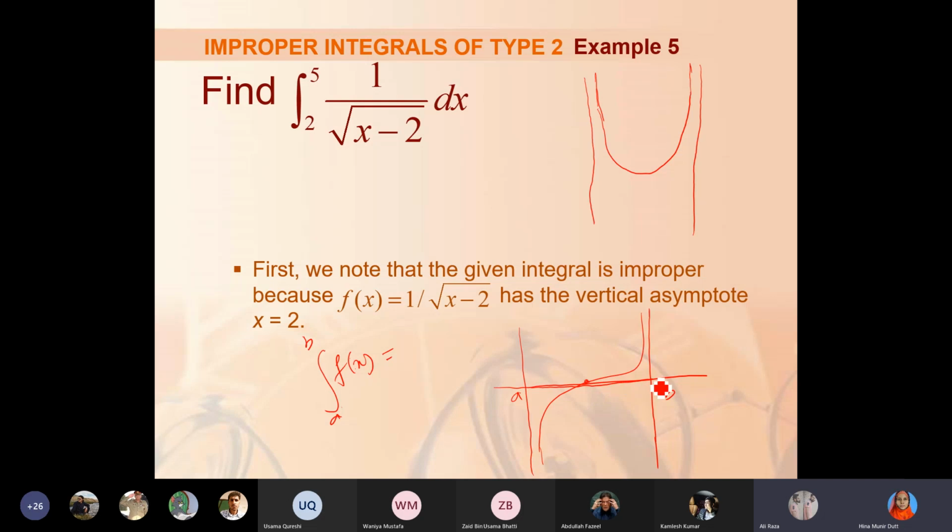Mid point, we can take any point between A and B. So we will prefer 0. If 0 lies between this interval, we will prefer 0. Otherwise, we can take any point C between A and B, and we will split it at C, and then we can write it as limit t approaches A plus, from A to C, and the other one as limit, this is t, C to t approaches B from the left. We would expand it this way. Okay.